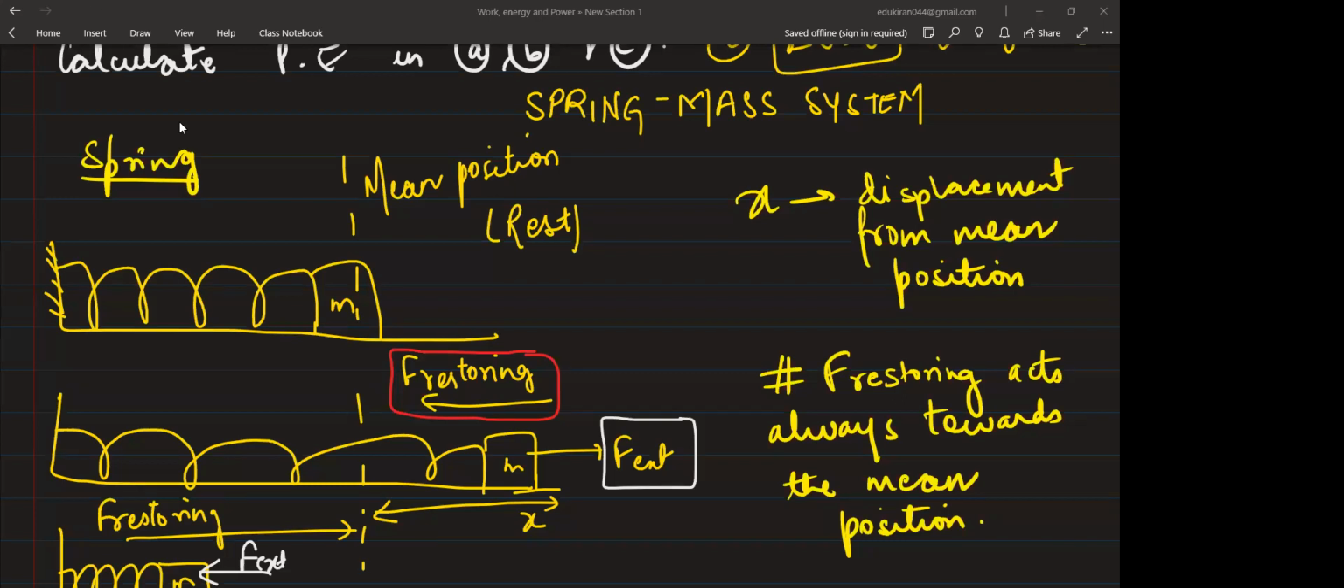Yes, it's the internal force. External forces are what we are pulling it with. And a restoring force is the internal force which automatically develops so that the body comes back to its equilibrium state.